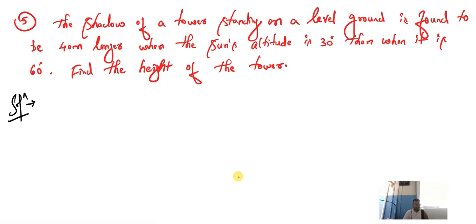Even here we have to understand the same thing: the shadow of a tower standing on level ground. Now let me say this is my tower. I am going to give the name of the tower as AB. Somewhere here is the sun. Sun rays will fall on the building.